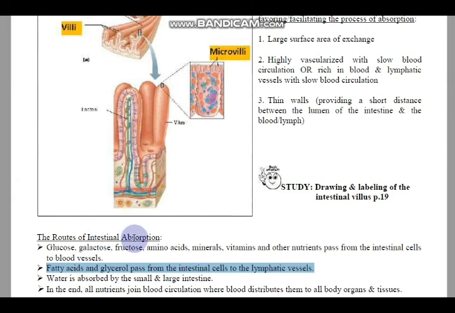The route of intestinal absorption, meaning where do the nutrients go? All the nutrients, and you list them: glucose, galactose, fructose, amino acid, mineral, salt, vitamins and other nutrients, they go into the intestinal cell, except fatty acid and glycerol. They go directly into the lymphatic vessels. This is absorption.